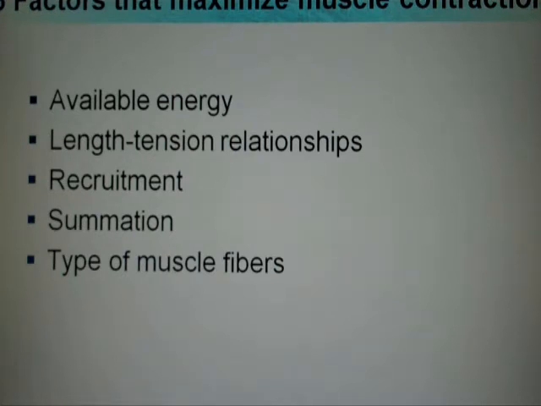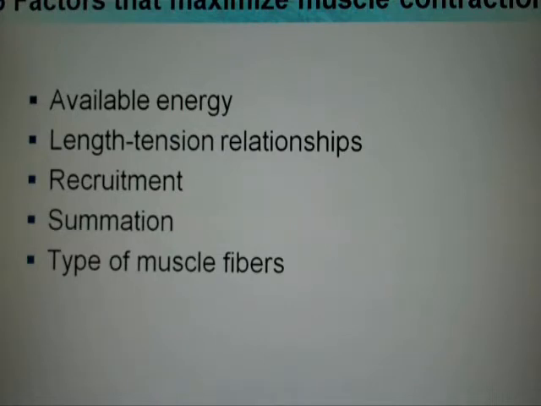The first is available energy. If you don't have enough energy, your muscles are going to be too tired. They're going to be unable to contract. The second is the length-tension relationships. That's describing the overlap between the actin and myosin. If there's ideal overlap, then you will have maximum force exerted.